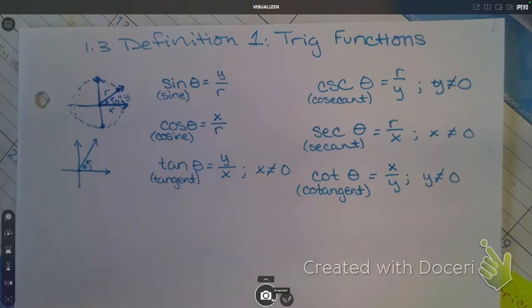So we're in terms of x, y's, and r's because we're in a coordinate plane. We have a circle and a triangle in a circle in a coordinate plane. That's where we get our x, y's, and r's. Make sense? Okay. Some things that people tend to mix up.